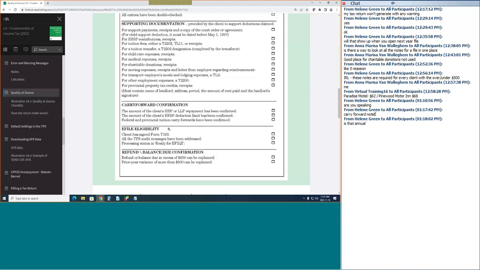So that's the main part of our quality of source that you have to do. There's one more thing that we do in an office that is important that we have to talk about, which is what happens when we do autofill my return, and what types of errors show up there, and not just what types of errors show up, but what type of information shows up.